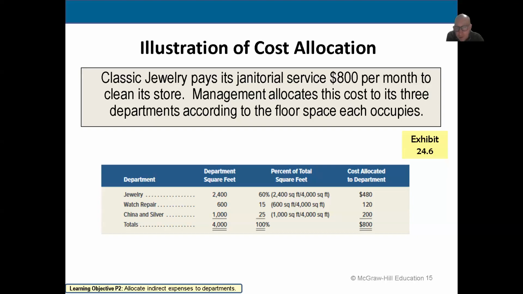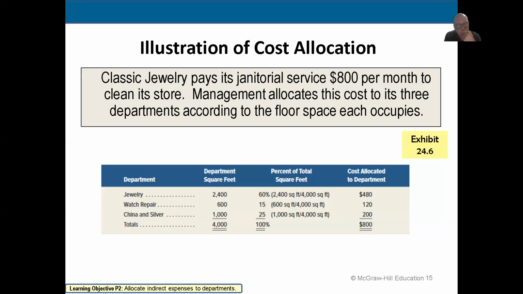We can convert this into percentages. 2,400 square feet out of 4,000 is 60%. All I did was 2,400 divided by 4,000 to get 0.6, multiplied by 100. Repair, 600 over 4,000 is 15%. 1,000 over 4,000, of course, is 25%. So 60, 15, and 25 equal 100.